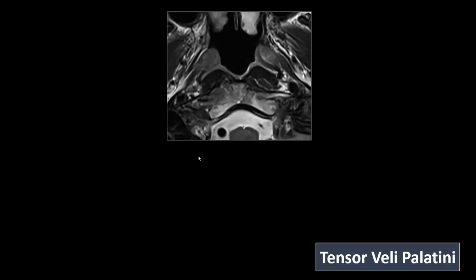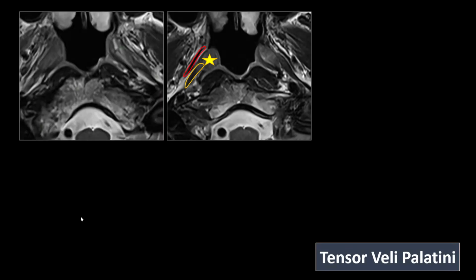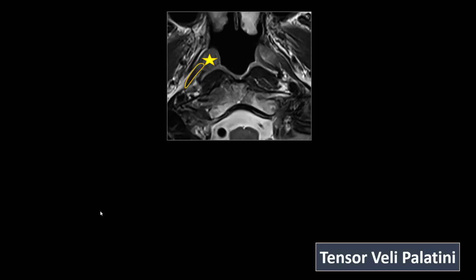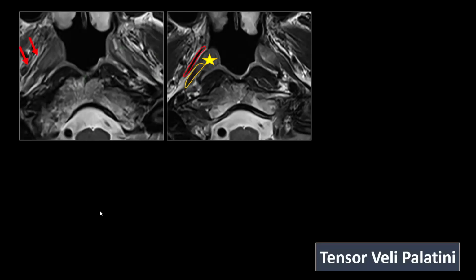Can we also recognize the Tensor veli palatini? Yes, it's a much smaller muscle, but we can recognize it as well. Let's start with this point of reference. This is the Torus Tubarius. Here we see the Levator veli palatini muscle located behind it, and the Tensor veli palatini muscle is located laterally of the Torus Tubarius and the Levator veli palatini. So it is this very thin line laterally of those other muscles. If we then scroll up and down, we just have to follow this structure and we know where the Tensor veli palatini is.